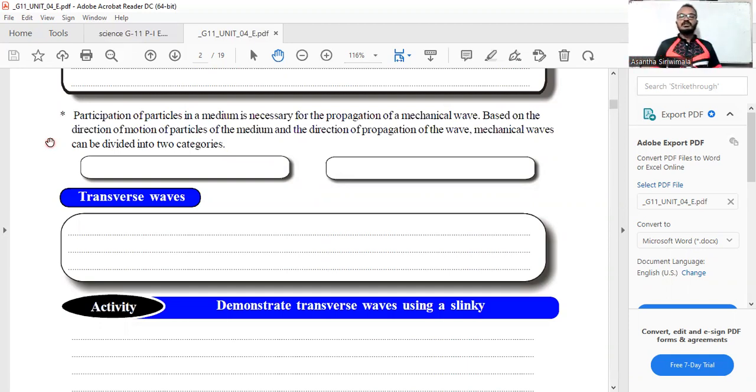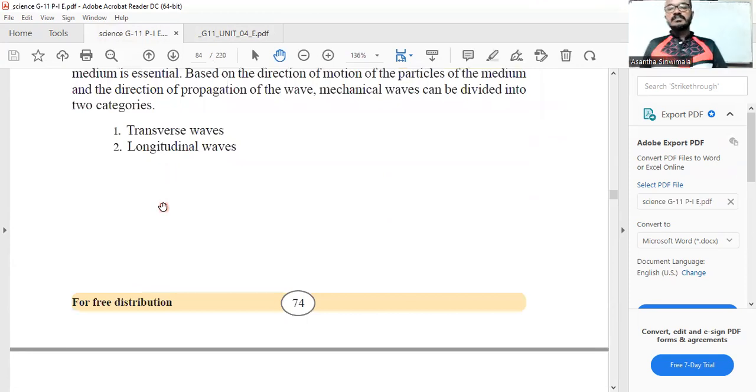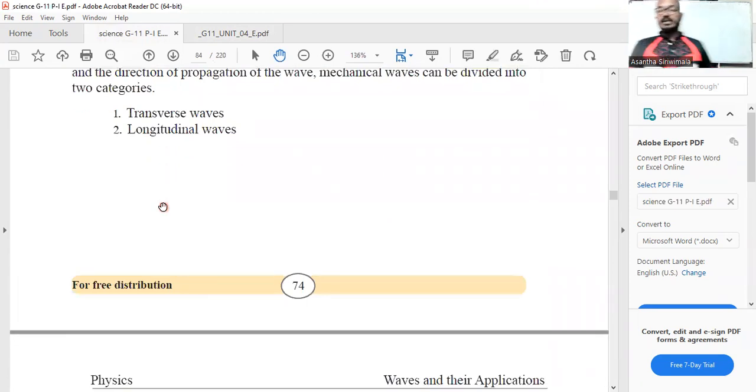Based on the direction of motion of particles of the medium and the direction of the propagation of the wave, mechanical waves can be divided into two categories. So, based on the movement of the particles of the medium and the direction of the wave motion, we can categorize waves into two groups. They are transverse waves and longitudinal waves. Those are the two names you have to write in these two small boxes. These are the words you can see on the screen: transverse waves and longitudinal waves.